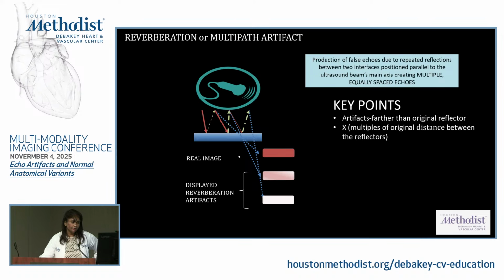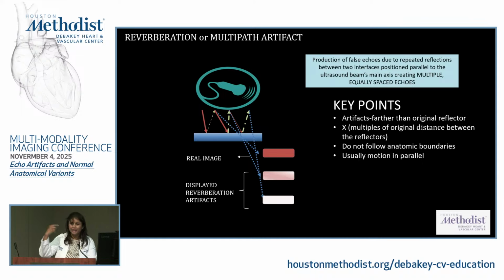All the others are the reflectors. And they're always at multiples of the original distance between the reflectors. That's an important clue to identify, right? If you see the distance between this and this is double the distance between this and this. Makes sense, right? And they don't follow anatomical boundaries. They're all over the place. And usually move in parallel with the original reflector, right? If you see the real object, you'll see everything is moving with that one.